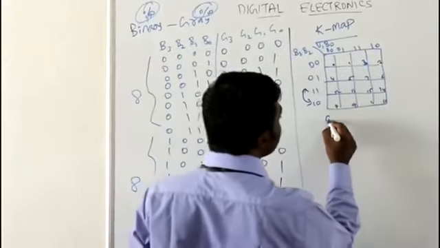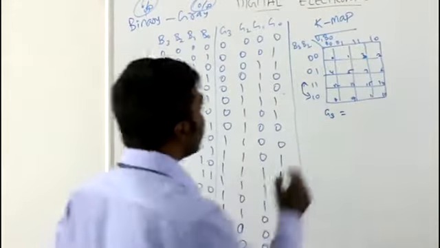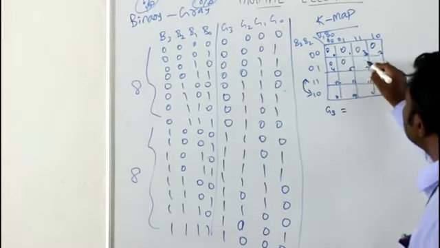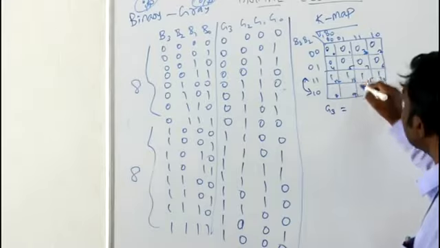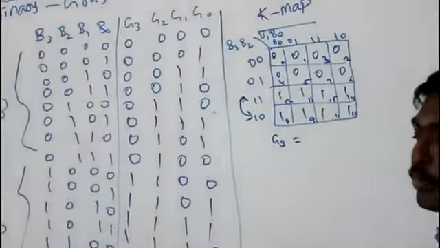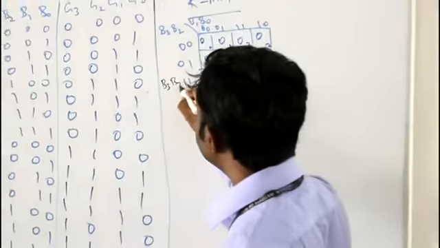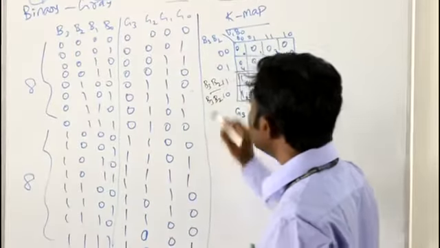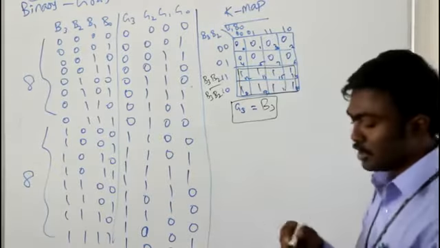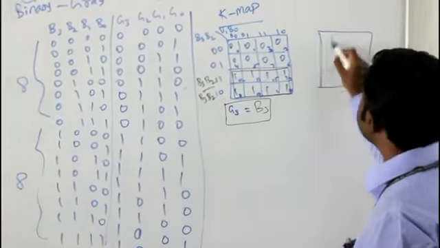Let us take the K-map for G3. For G3, the first 8 values are 0 and the next 8 are 1. Let's substitute the values: 0, 0, 0, 0, 0, 0, 0, 0, then 1, 1, 1, 1, 1, 1, 1, 1. So totally we have 16 values. Here we are going to group the sequence. The common term in these two groups is B3. So the answer is G3 equals B3. Similarly, we are going to design the K-map for G2.